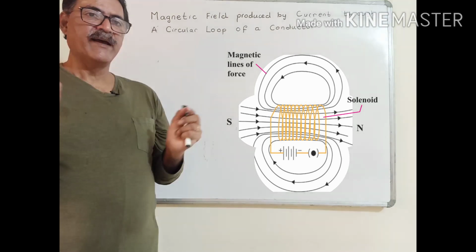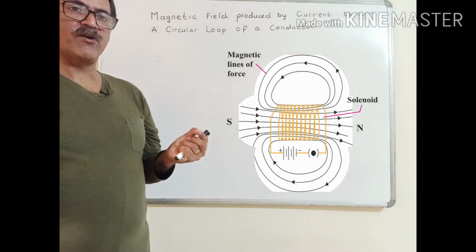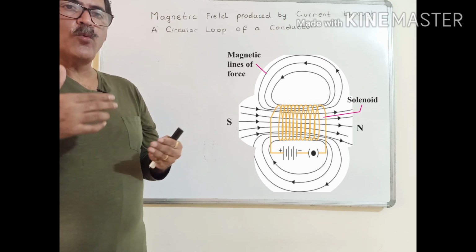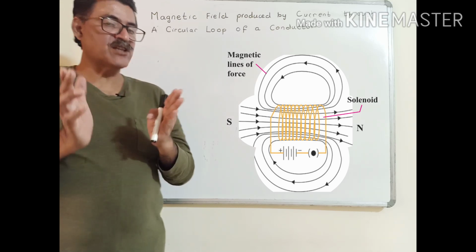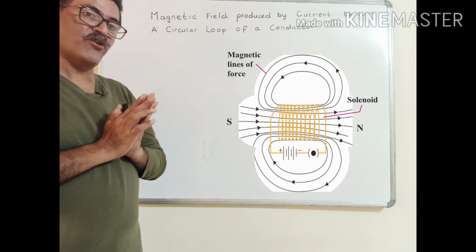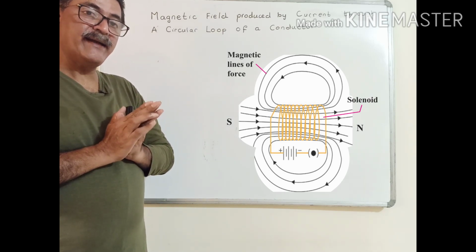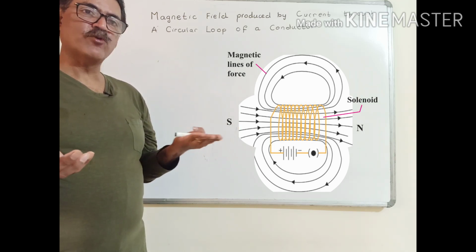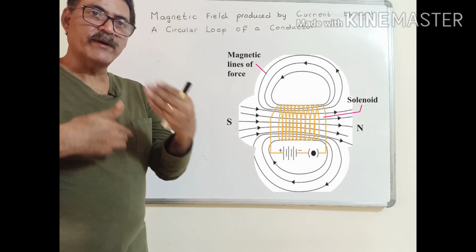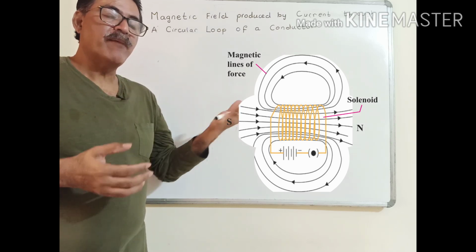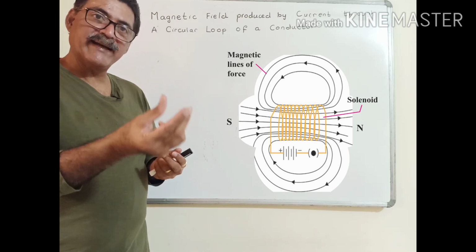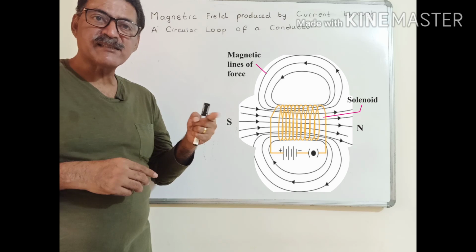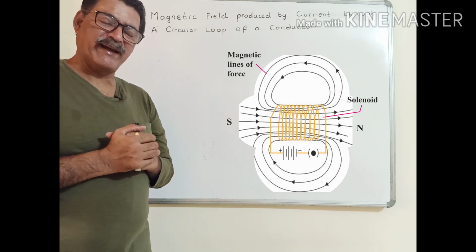Now students, if you connect the ends of this solenoid to a source of current like a battery, then when current passes through the solenoid, you will find that a magnetic field is going to be generated. That you can easily confirm by placing maybe a magnetic compass needle. You will find that the magnetic compass needle starts deflecting, showing you the presence of magnetic field.